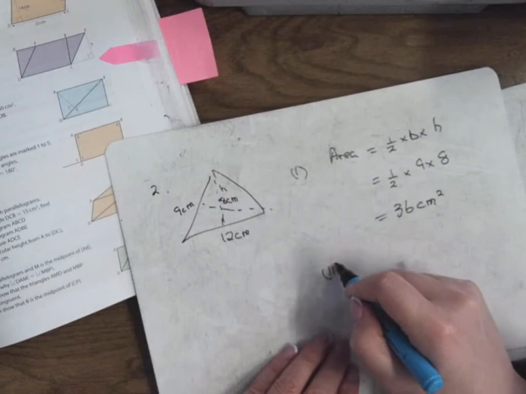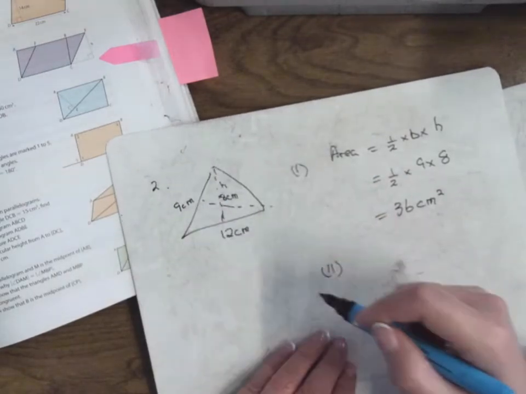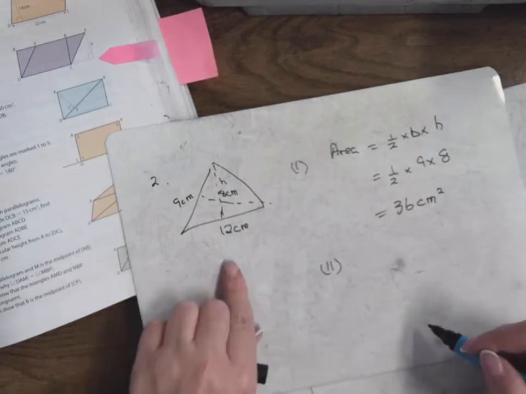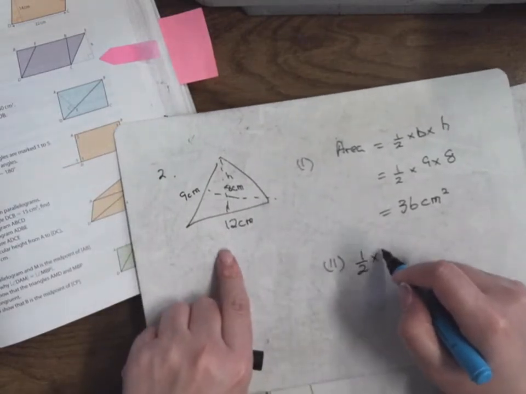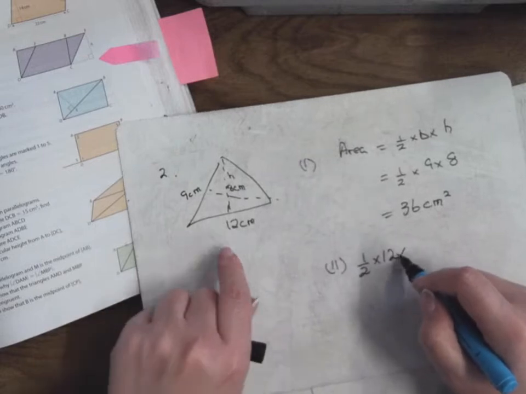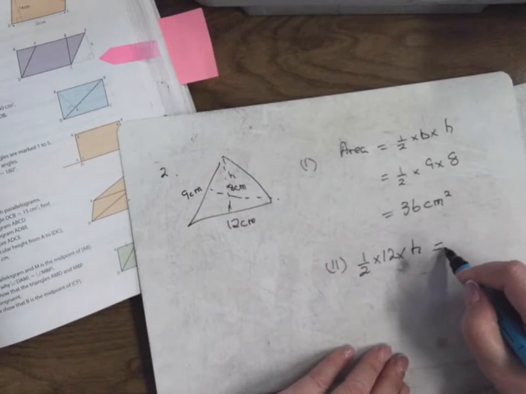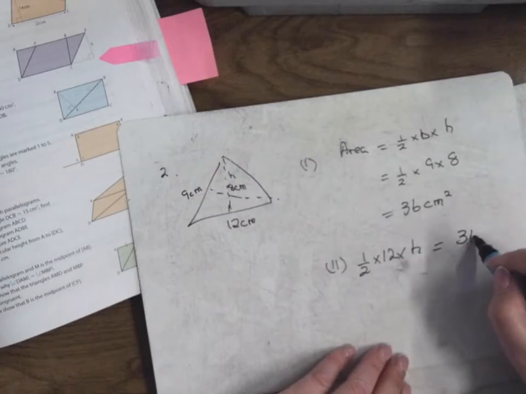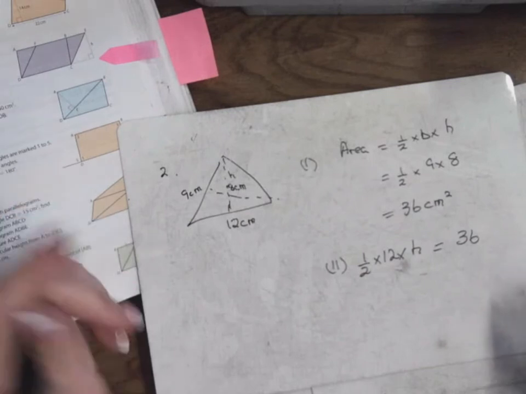Part 2 says find the corresponding height to the 12. So I knew that if I go a half multiply by 12 multiply by whatever that height is, that's what I'm trying to find out. The answer is going to be 36 because it's the same triangle that I just got the area of. So I know what the answer is going to be.